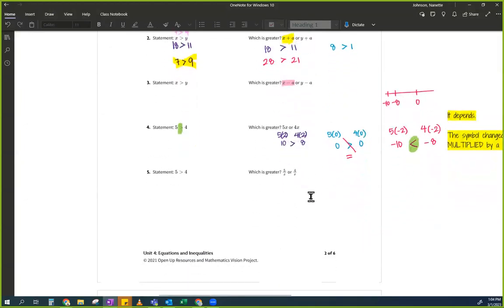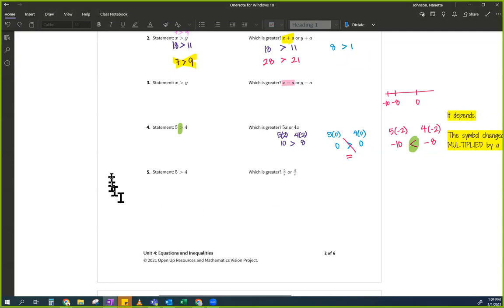All right. So did you try it? Yes. When you multiply, that is true. When I multiply a negative times a negative, it is positive. Correct. All right, let's try this one.